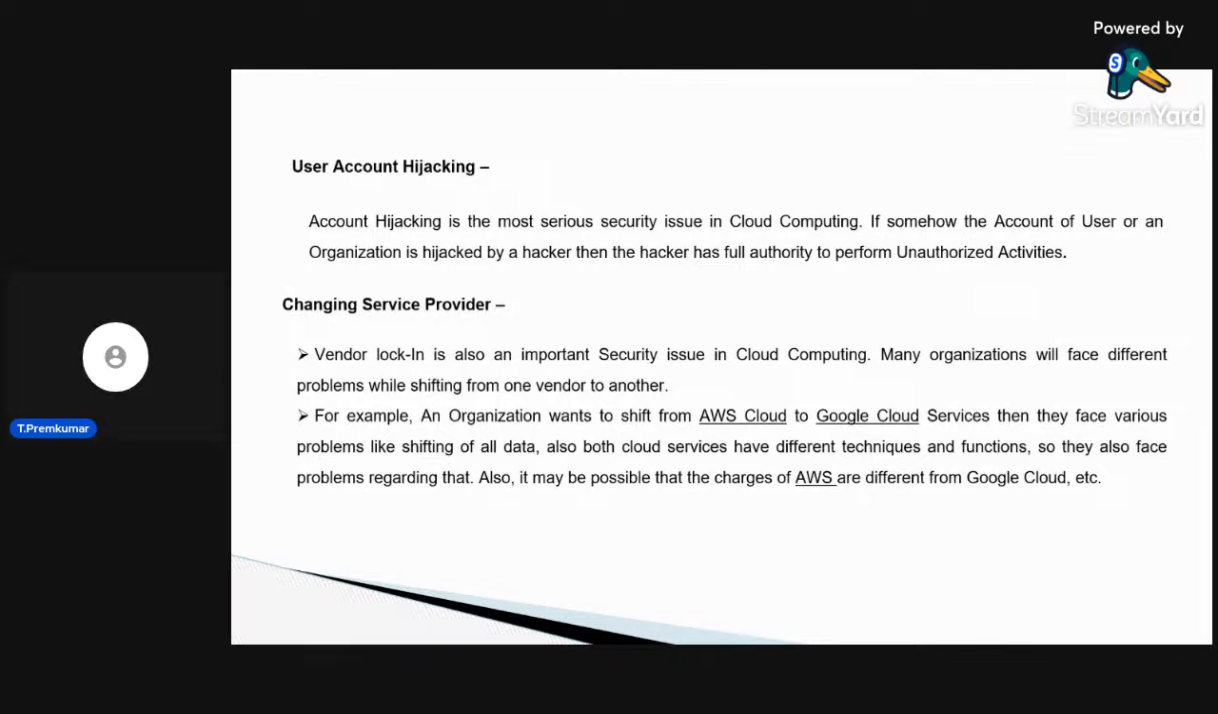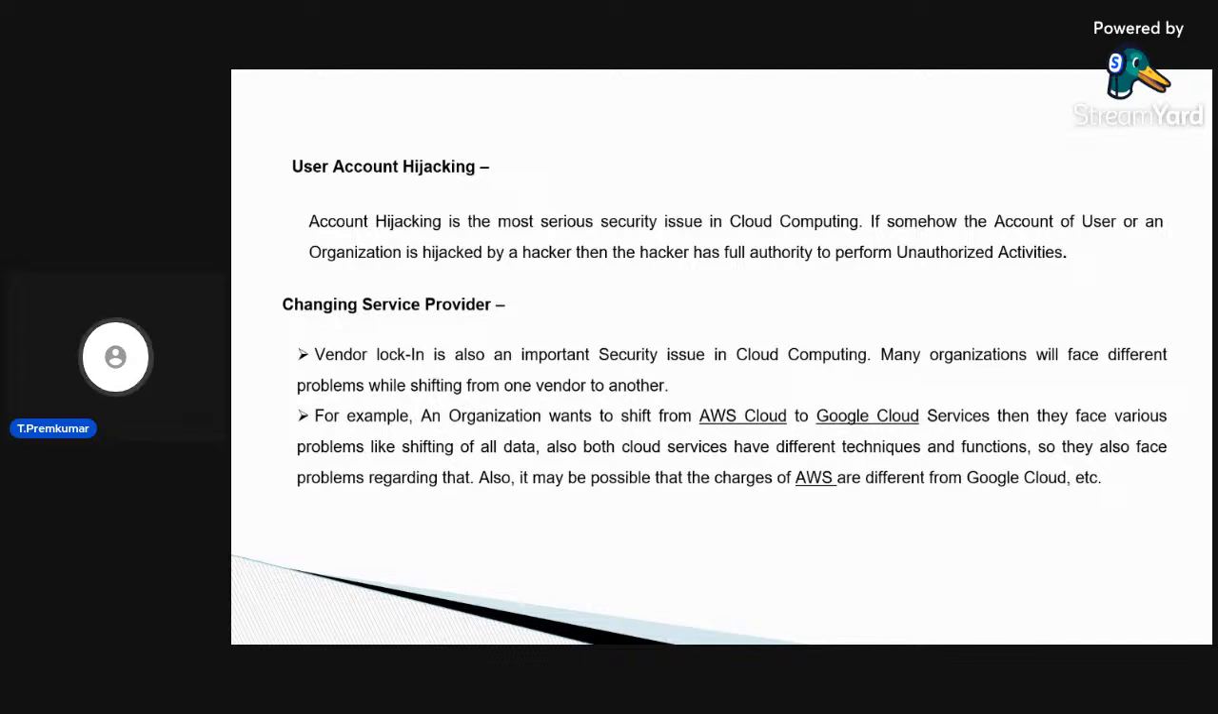The next one, user account hijacking. Account hijacking is one of the most serious security issues in cloud computing. If somehow the accounts of the users or an organization are hijacked by hackers, then the hackers have full authority to perform unauthorized activities.